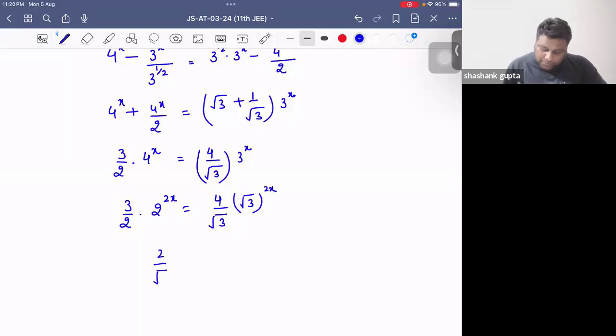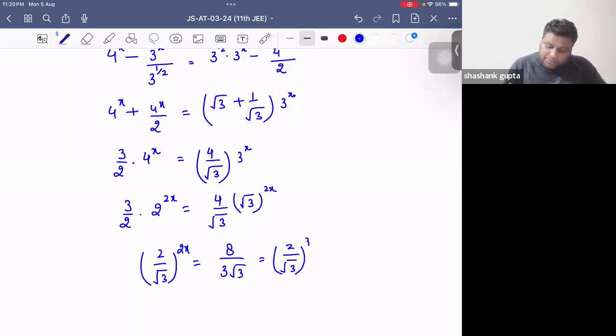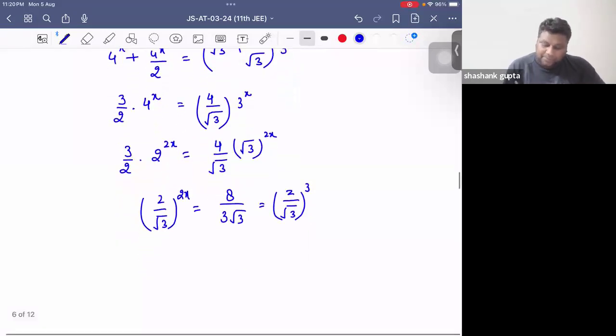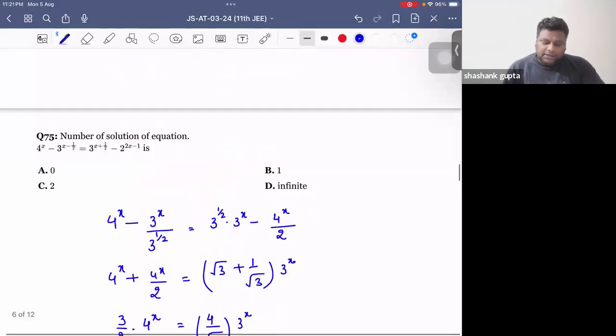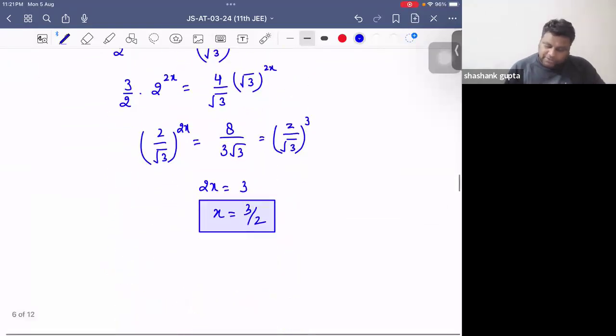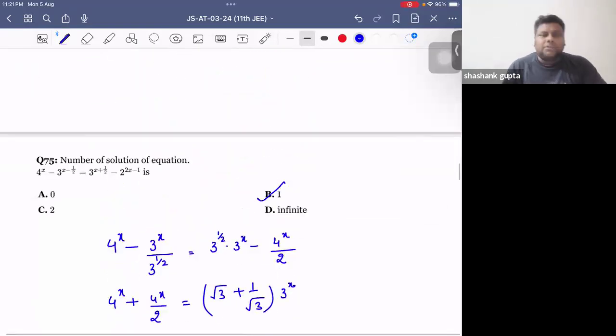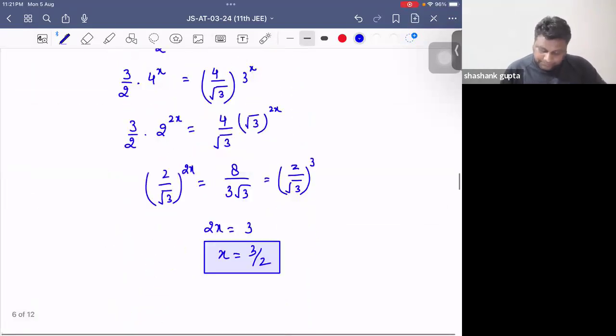So it is 2 upon root 3 to the power 2x is 8 upon 3 root 3, which I can write as 2 upon root 3 to the power 3. And if I compare, that means 2x equals 3. So x comes 3 upon 2. So simple question, just management of power. So number of solutions they are asking, there is only one solution, that is x equals 3 by 2. So 1 is the correct answer. All right.